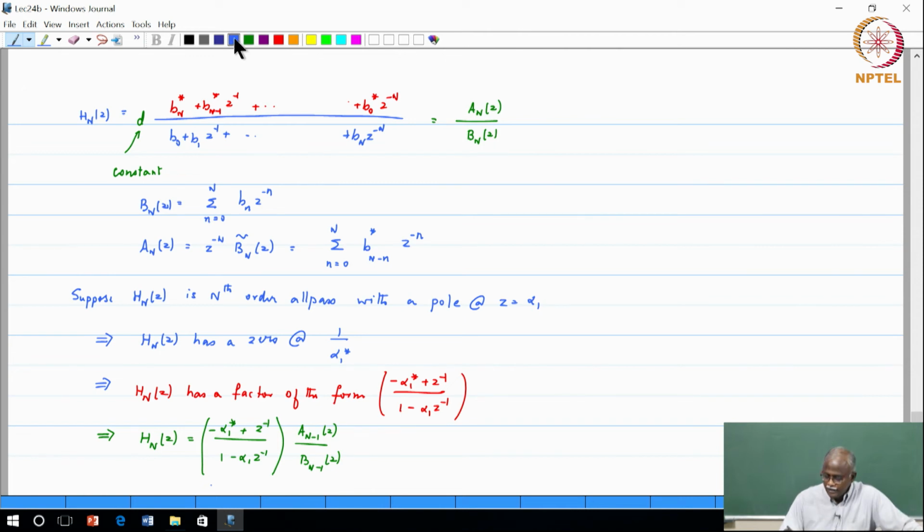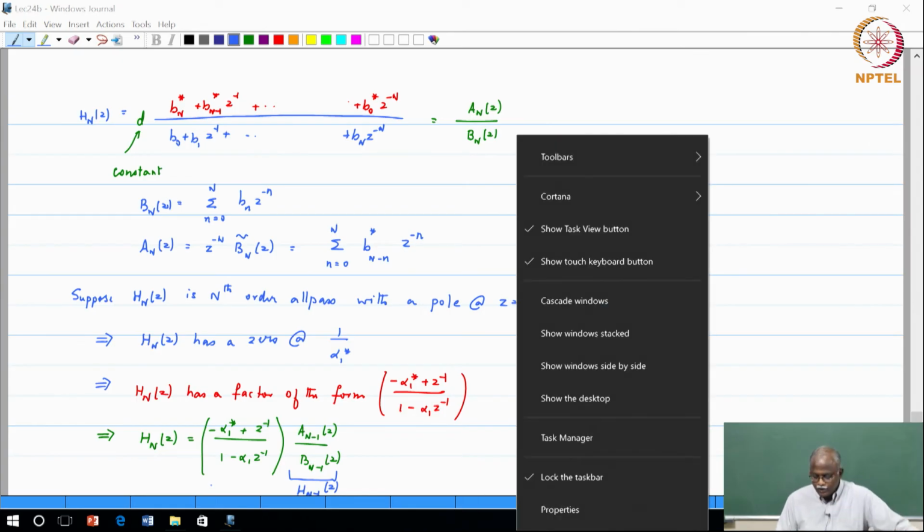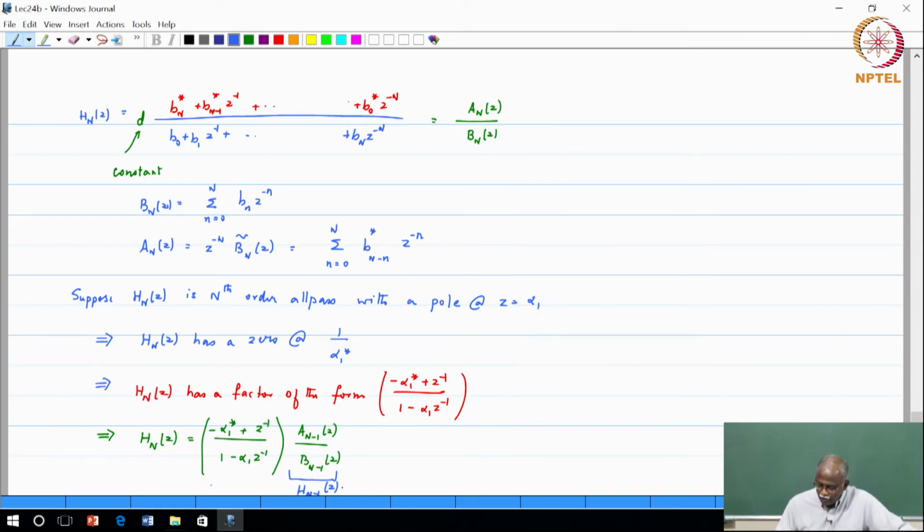If I call this H n minus 1 of z, now H n minus 1 of z is also an all pass, because H n of z is an all pass. So then this becomes an all pass of order n minus 1.